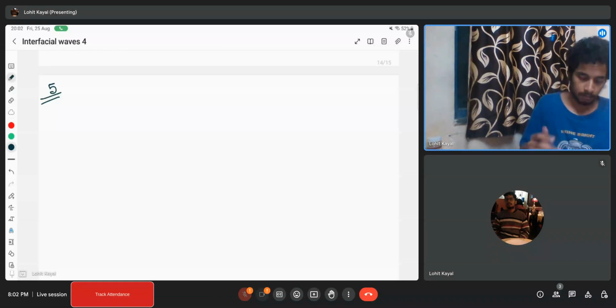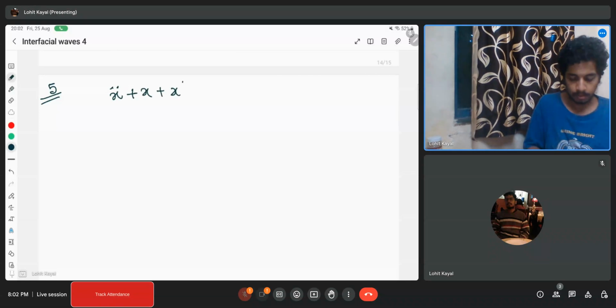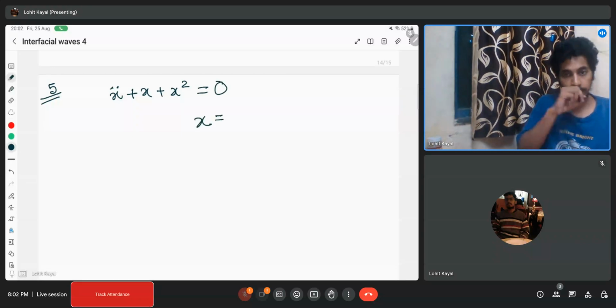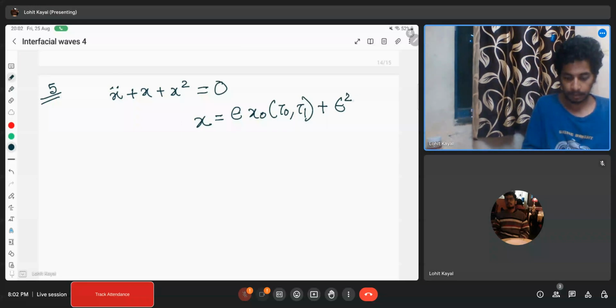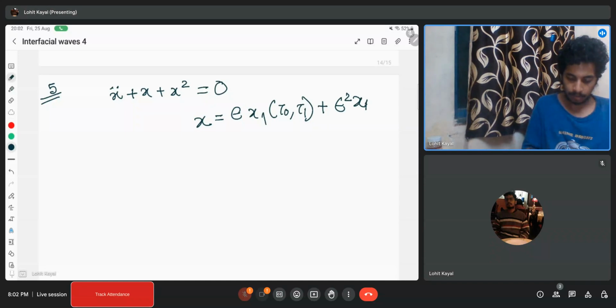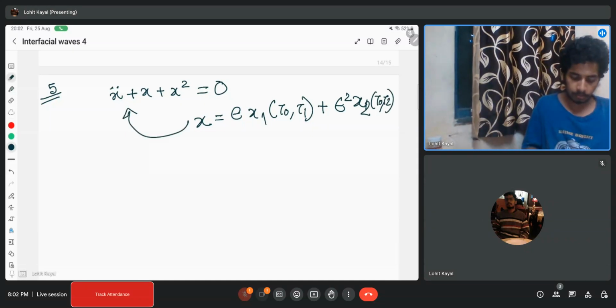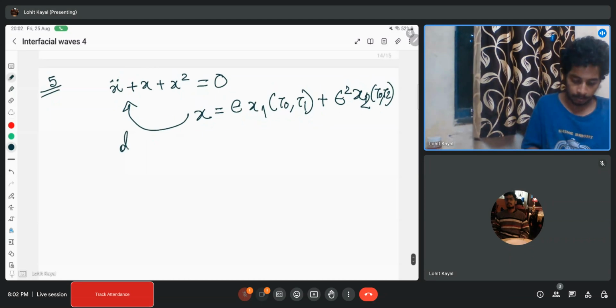Okay. So this is your equation: x double dot plus x square equal to 0. So we can take the perturbation like this: x equal to epsilon x1 t0 t1 plus epsilon square x2 t0 t2. Sorry, this is not x naught, this is x1. Okay, so you can just do some substitution here, but remember one important thing.